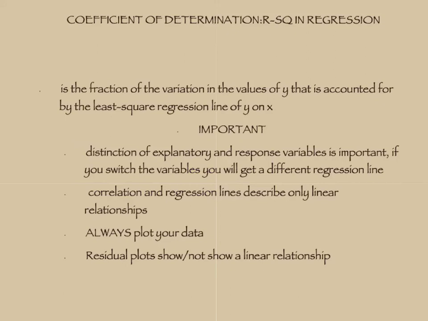The coefficient of determination, R-squared in regression, is the fraction of variation in the values of y that is accounted for by the least squares regression line of y on x. Important: distinction of the explanatory and response variables is important. If you switch the variables, you will get a different regression line. Correlation and regression lines describe only linear relationships. Always plot your data, because residual plots show whether or not there is a linear relationship. And I'm going to add another one. Association does not imply causation.